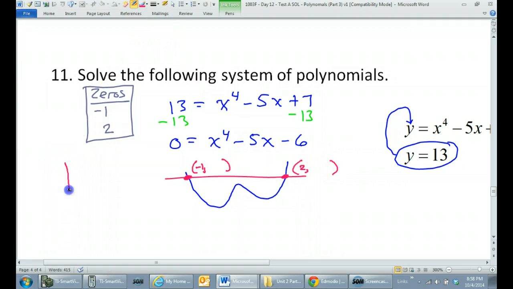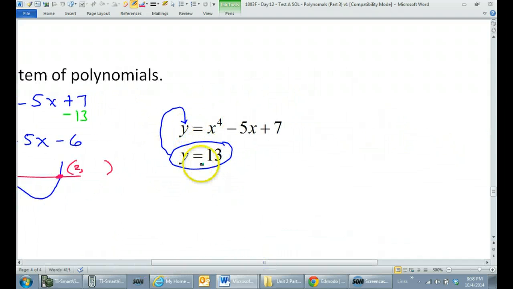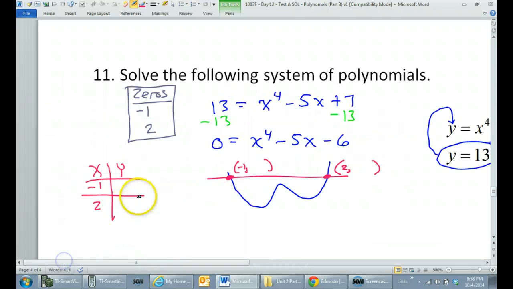So we could really think of this in terms of a t-chart. So we have x and y. Okay, so we've got -1 and we've got 2. We need to find the y values that go with it. So the way we find y values is we look back at the original equations. Both of these are set up to give us y equals this, y equals that. Obviously y equals 13 is the simplest equation, so let's use that to find some y values.